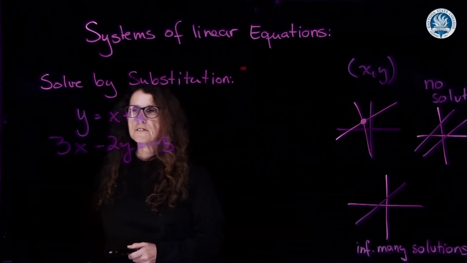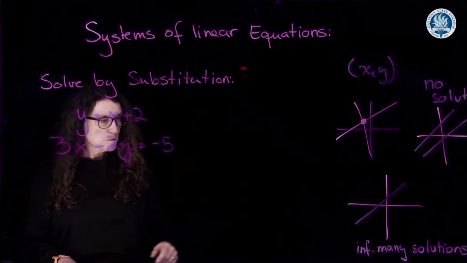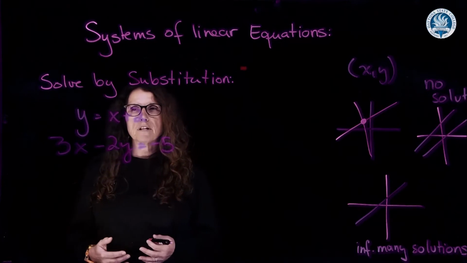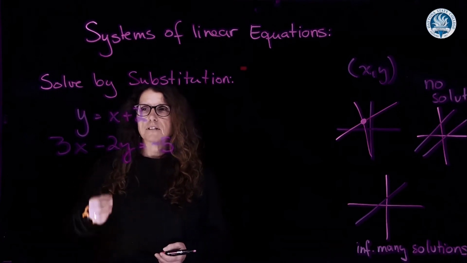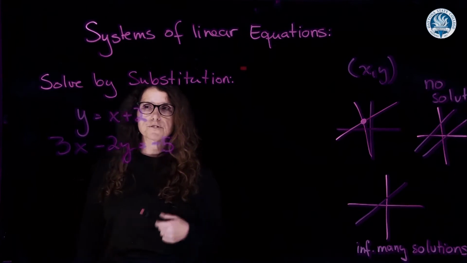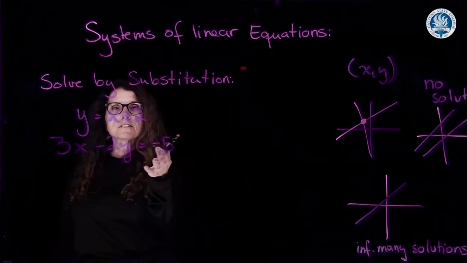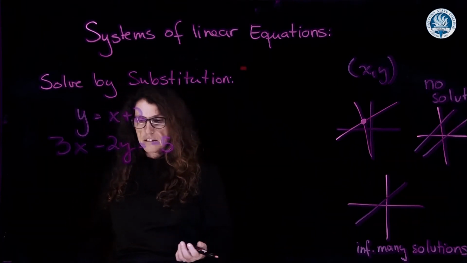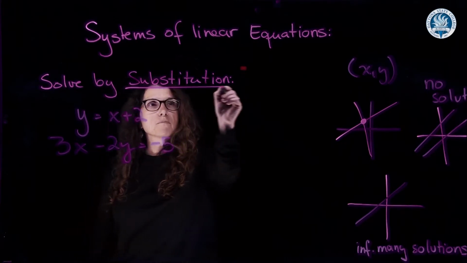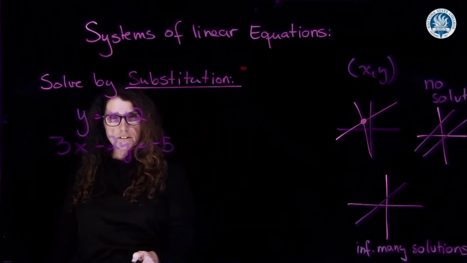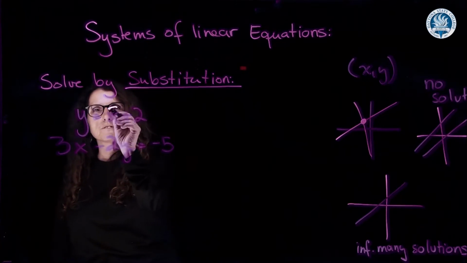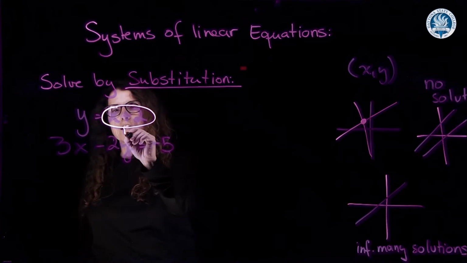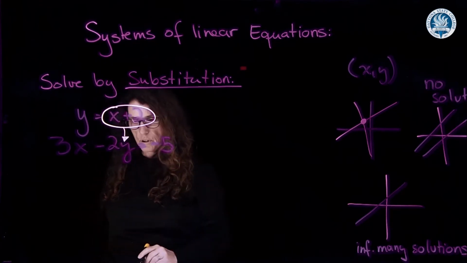So let's go back to this problem. We want to solve this by the substitution method. When you solve by substitution, one of the variables always has to be isolated. So it either should say y equals or it will say x equals. In this case, this setup is beautiful. We already have y equals. Now we can go ahead and substitute. We're replacing the y with x plus 2.